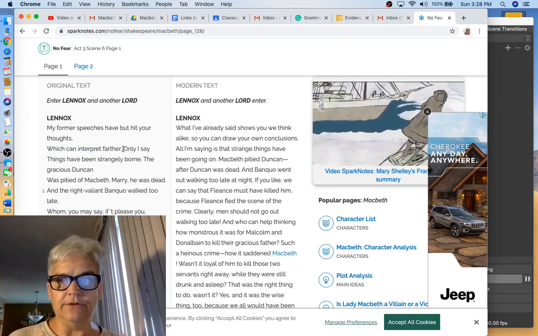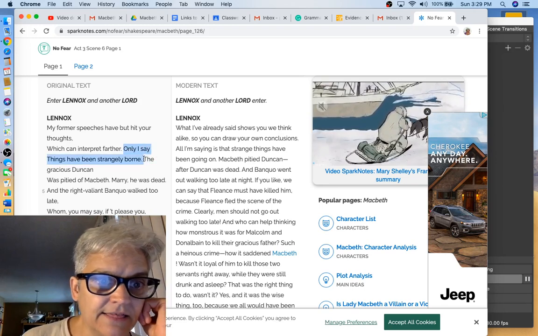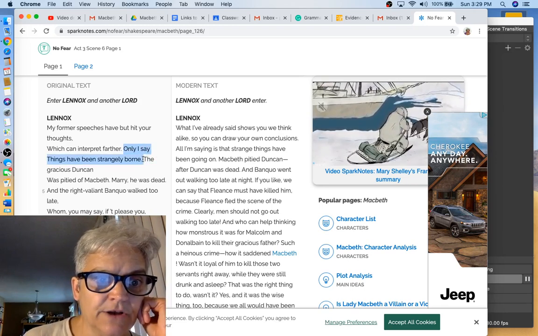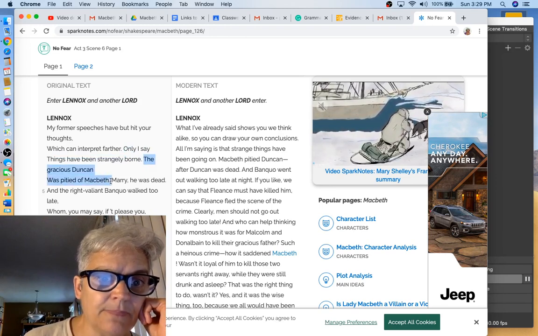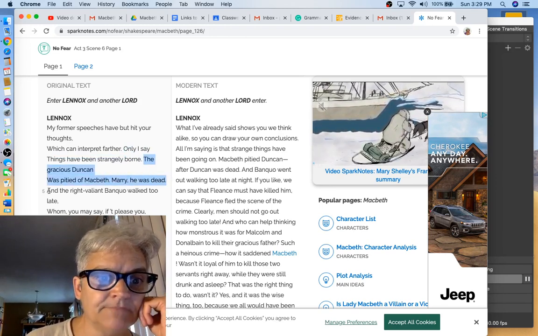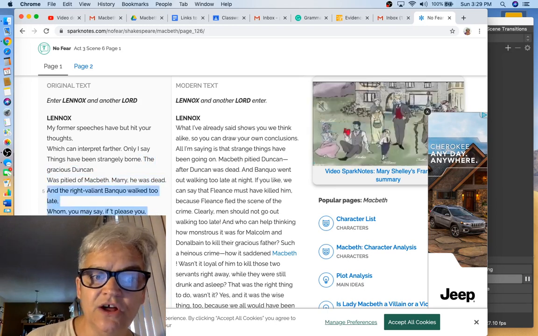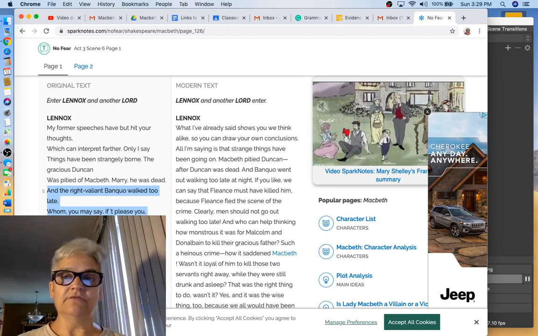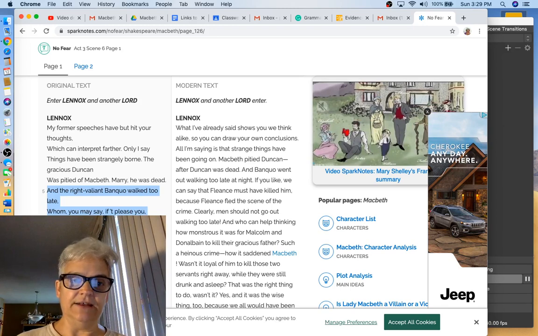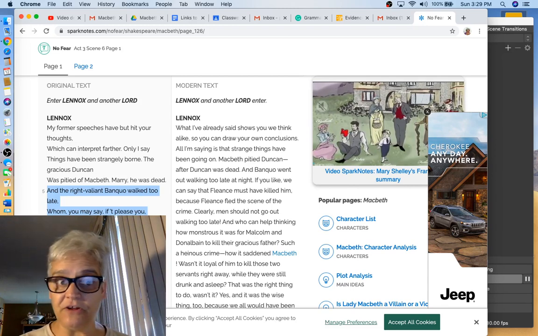Very dark, black humor. "Only I say, things have been strangely borne. The gracious Duncan was pitied of Macbeth. Marry, he was dead. And the right valiant Banquo walked too late, whom you may say, if it please you, Fleance killed, for Fleance fled." Duncan loved Macbeth. He's dead. Banquo, he walked too late. Now he's dead. He didn't act soon enough on his suspicion, is my interpretation of that.